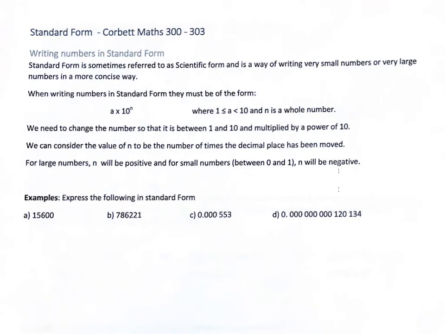Standard form, or scientific form as it's sometimes called, is a way of writing very, very big numbers or very, very small numbers quicker or more concisely.